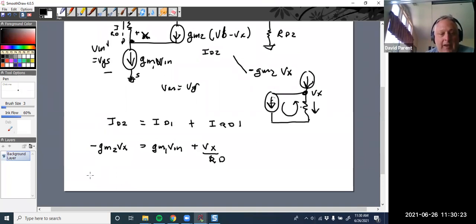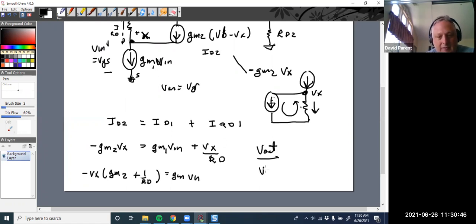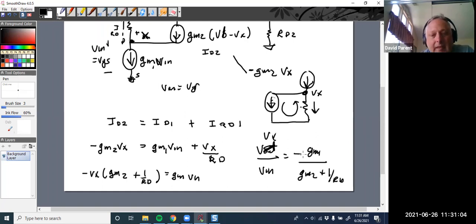Okay. So now we're going to have minus Vx times (GM2 plus 1 over RD) equals GM1 V in, V out. Oops, it's Vx. Vx over V out is going to be GM1 over (GM2 plus 1 over RD), negative.